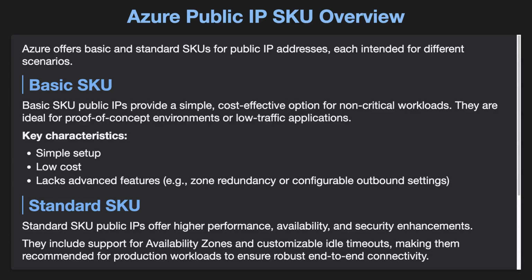Azure offers basic and standard SKUs for public IP addresses, each intended for different scenarios. Basic SKU public IPs provide a simple, cost-effective option for non-critical workloads. They lack advanced features, such as zone redundancy or configurable outbound settings. Standard SKU public IPs offer higher performance, availability, and security enhancements, including support for availability zones and customizable idle timeouts.